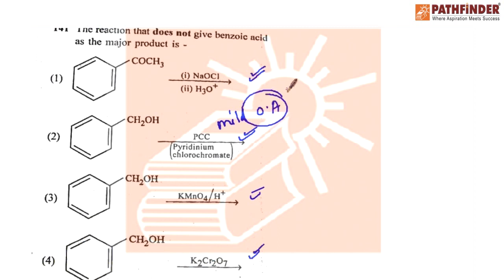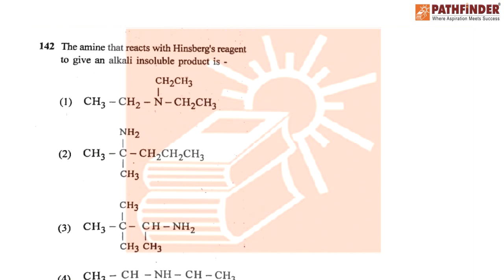So we know that a mild oxidizing agent, when it is treated with a 1 degree alcohol, will ultimately produce aldehyde. So it will not give acid as the major product. Okay, so option number 2 will be the correct option. Let's move on to the next question, students.